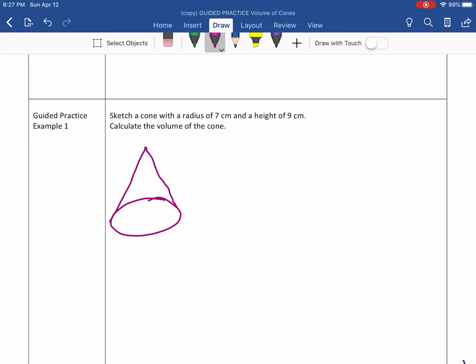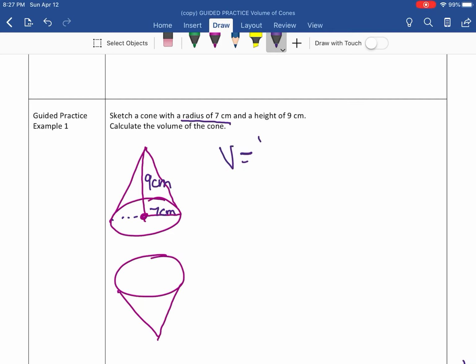Some will like to just do their cone like that. Maybe you want to do your cone upside down. That's fine too, whichever way you like. But whichever way you do it, make sure you label the height and the radius. The radius is 7 centimeters. The diameter would be 14 if we had to go all the way across, but just the radius is 7 centimeters. The height is 9 centimeters.